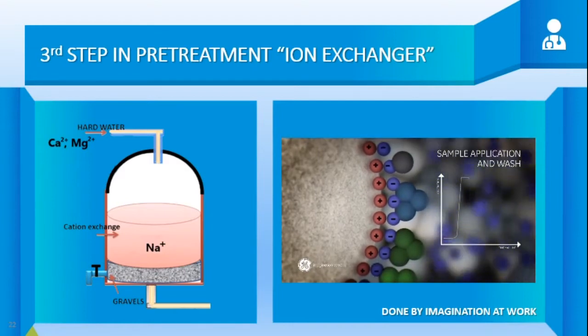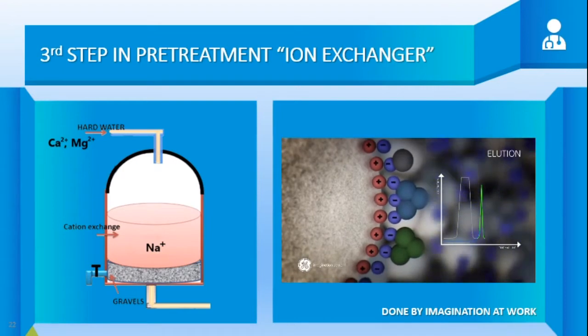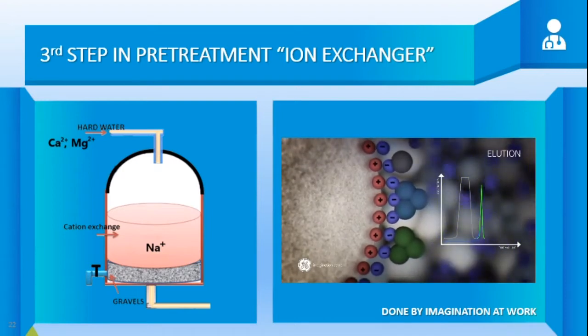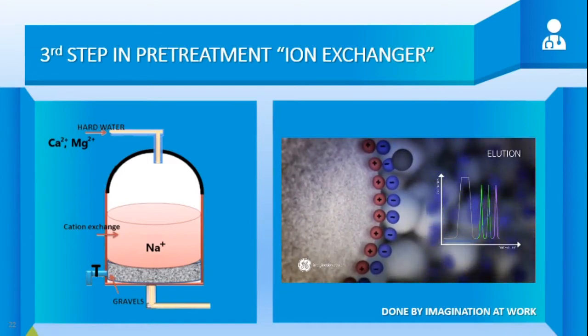appropriately charged proteins. In the third step, elution, biomolecules are released from the ion exchanger by a change in the buffer composition. A common way is to increase the ionic strength with sodium chloride or another simple salt in order to desorb the bound proteins. Proteins are desorbed relative to the number of charged groups on their surface.